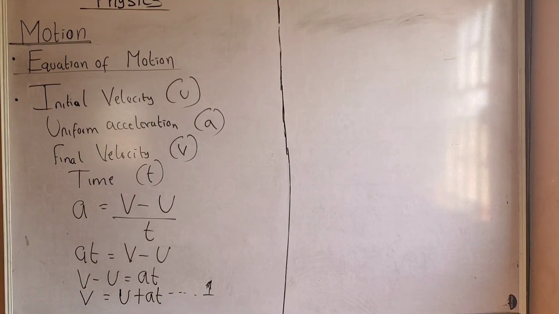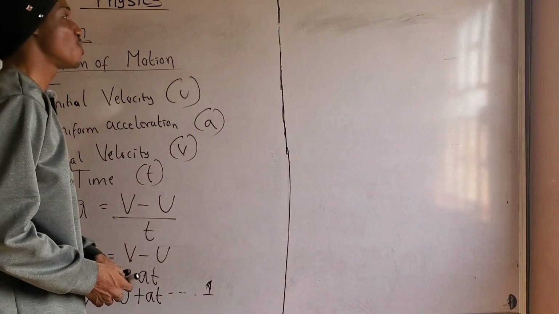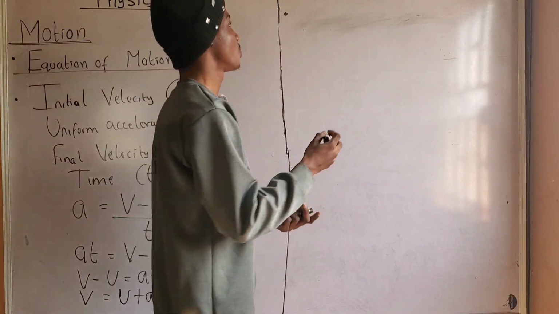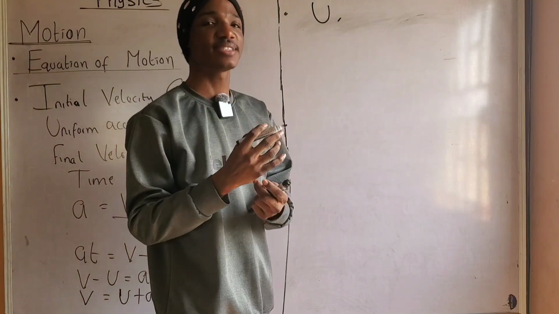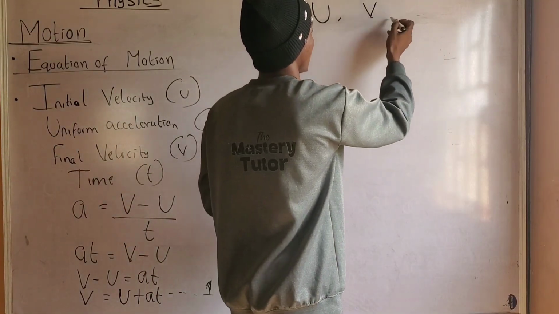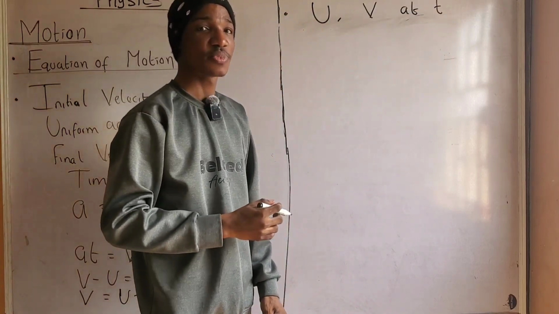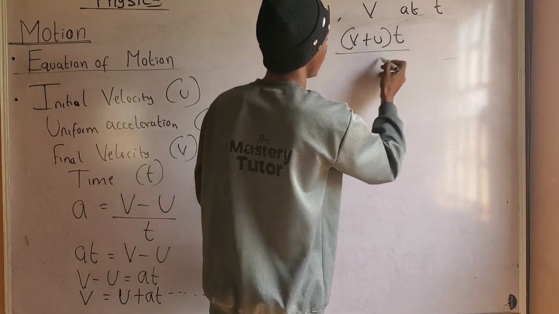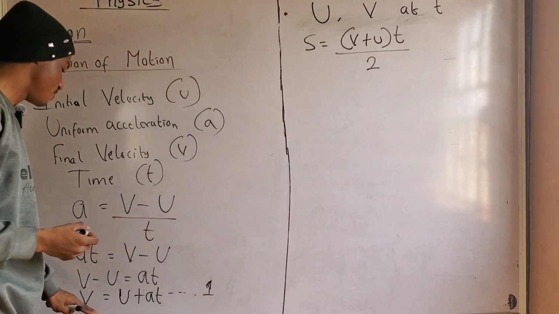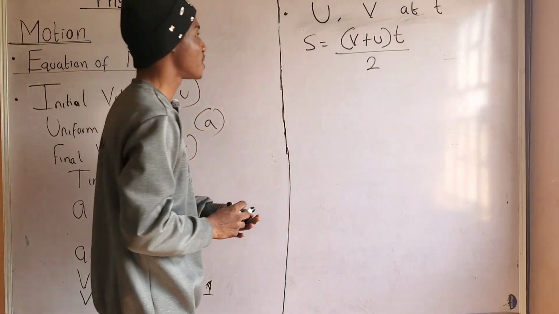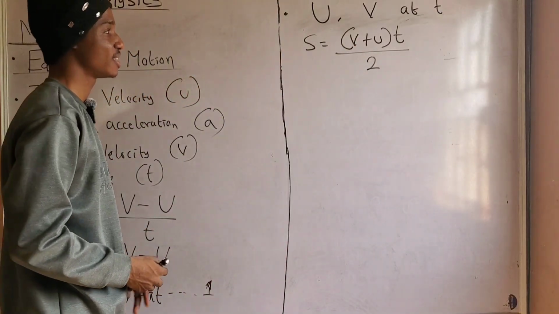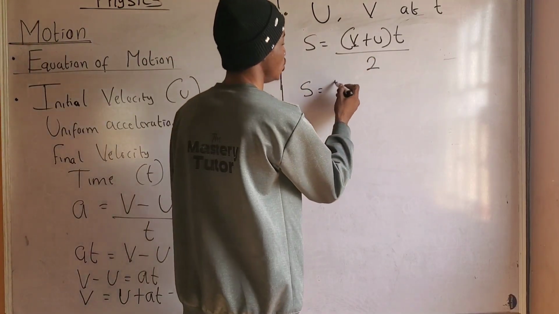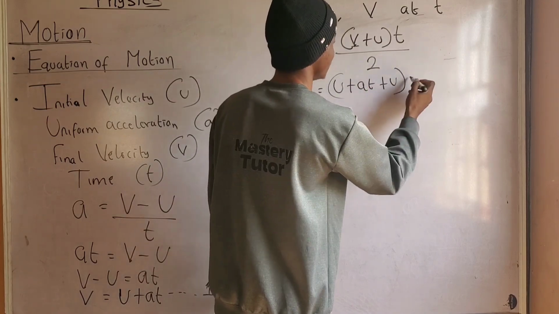Let us proceed to get the second equation. Let's say we have a body moving with an initial velocity u and attains a final velocity v when it accelerates at time t. The distance covered by the body can be written as s equals v plus u multiplied by t, all over 2. Now, recall that v equals u plus at. So I'm going to replace the value of v as u plus at. The equation becomes s equals u plus at plus u, multiplied by t, all over 2.